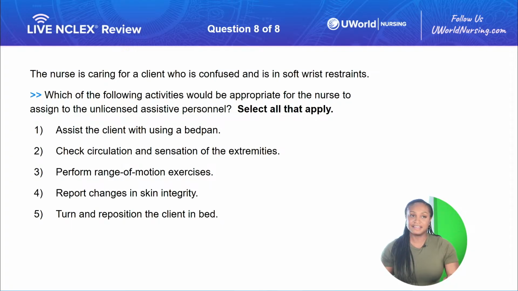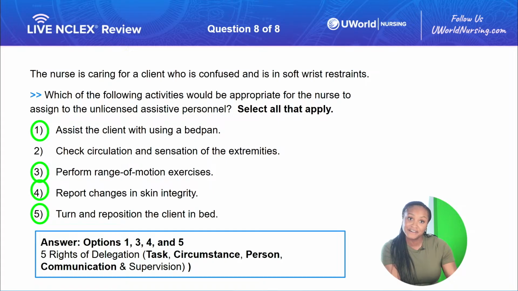Select all that apply. So the correct answer for this one, the scope of practice for a UAP, would be options 1, 3, 4, and 5. I gave you all a hint with that assessment type of thing. Option 2 would be an assessment thing. Checking circulation and sensation of the extremities is an assessment that a nurse should be doing. But options 1, 3, 4, and 5, these are regular activities or ADLs. Assisting the client to use a bedpan: again, going to the bathroom is a normal activity of daily living. We all go to the bathroom more than one time a day.